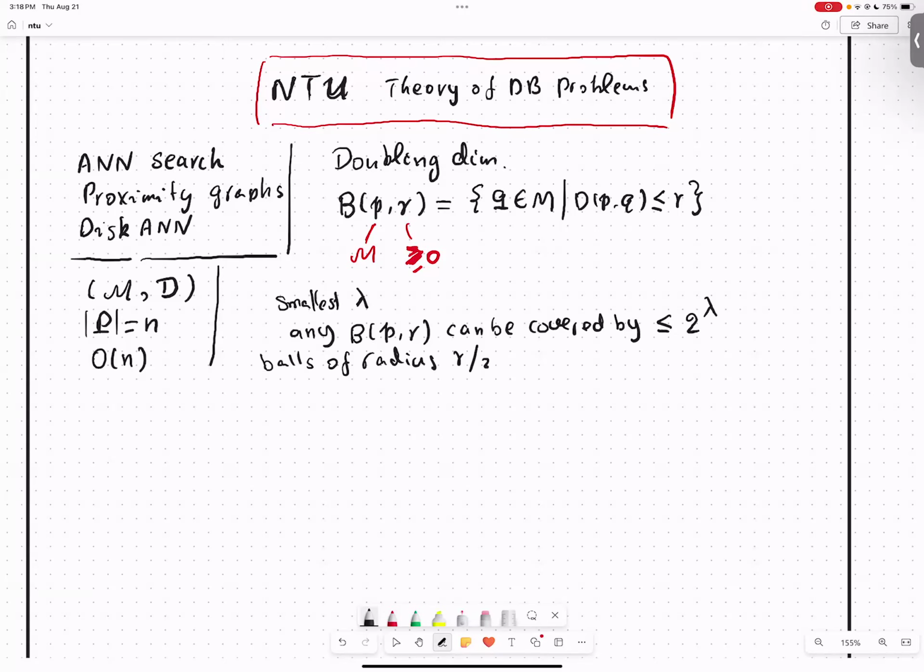And what I'm saying is, what's the smallest number of balls that you can use to cover this input ball, right? And remember, the radius would have to be reduced by half, okay? And that number, if you take the log, is the doubling dimension. Okay.